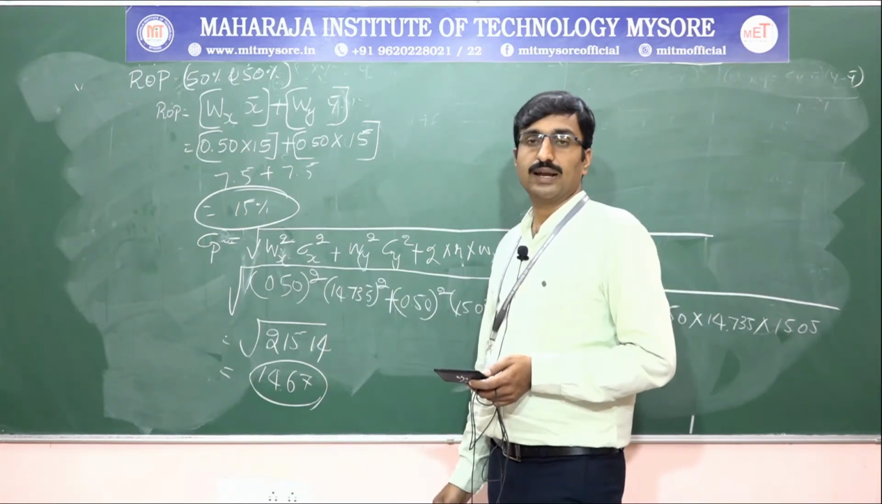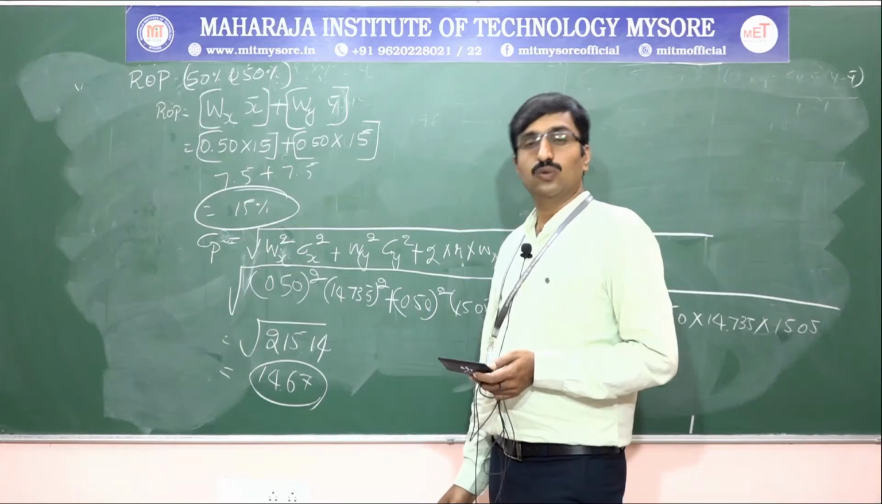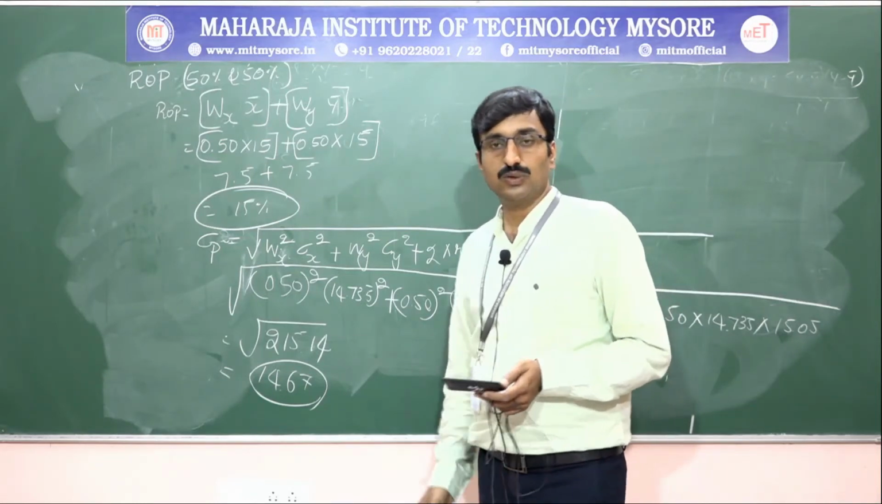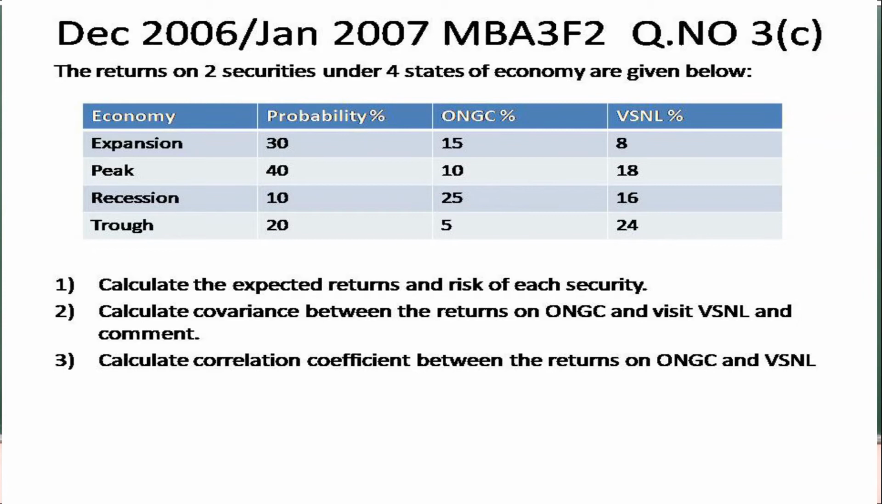This is how we are going to calculate the risk and return on two securities. Understood? Next, continuation. Next problem.